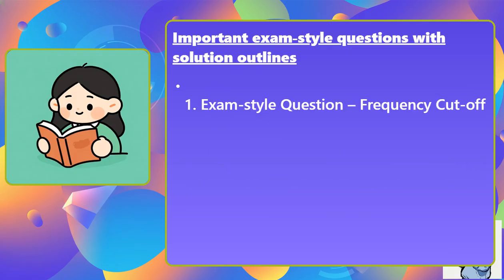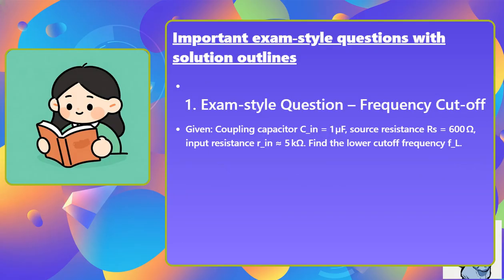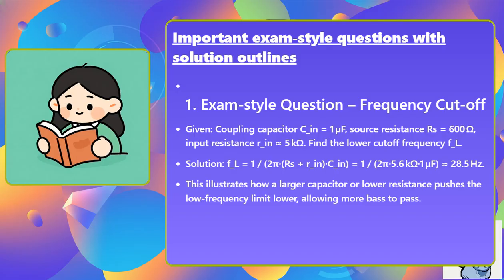3. Exam-style question, frequency cutoff. Given coupling capacitor Cin = 1 microfarad, source resistance Rs = 600 ohms, input resistance Rin ≈ 5 kiloohms. Find the lower cutoff frequency FL. Solution: FL = 1 / (2π × (Rs + Rin) × Cin) = 1 / (2π × 5.6 kiloohms × 1 microfarad) ≈ 28.5 Hertz. This illustrates how a larger capacitor or lower resistance pushes the low frequency limit lower, allowing more bass to pass.